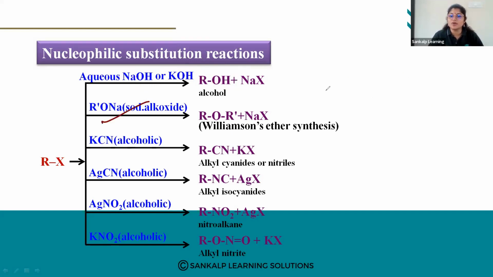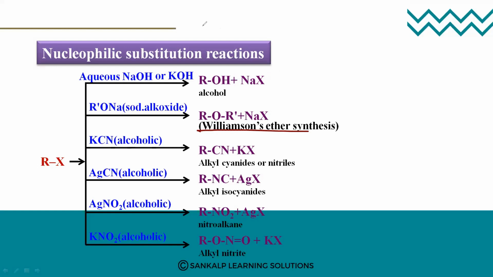Second is sodium alkoxide. So sodium alkoxide will produce R'O minus. So the obtained reaction product will be ROR'. ROR' is what? ROR' means it is an ether. So it is called Williamson ether synthesis. So this type of name reaction is called what? It is called Williamson ether synthesis.